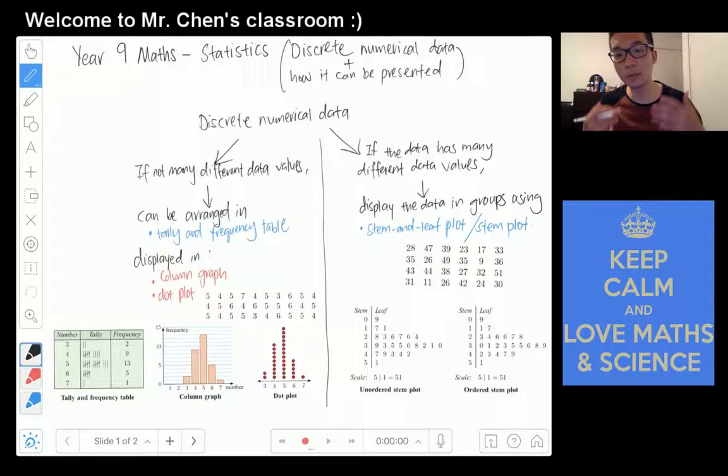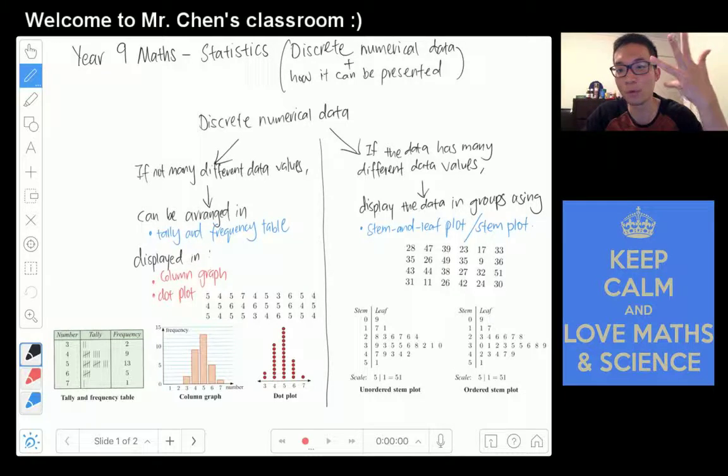In numerical data, you have discrete numerical and also continuous numerical. Discrete numerical is a result of counting, okay? So, which is 1, 2, 3, 4, 5. So let's say the number of goals scored by a soccer player. So you have 1 goal, 2 goals, 3 goals, which is a result of counting.